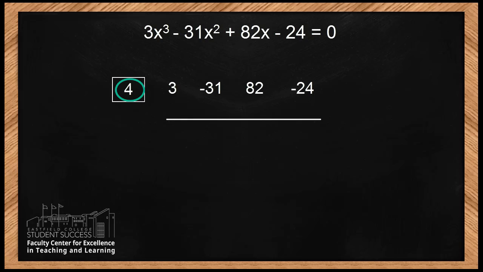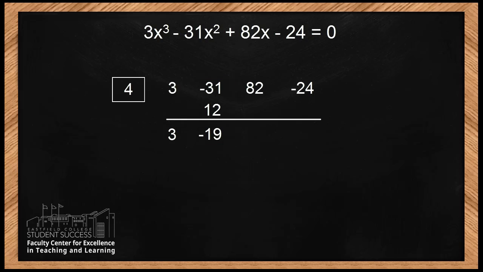Let's perform the synthetic division. In synthetic division, we always drop down that first number. Whatever it is, just drop it down. Now we're going to multiply. We will multiply 3 times 4. That will give us a 12. We will combine negative 31 and a positive 12, another way of saying 12 minus 31. That will give us a negative 19.